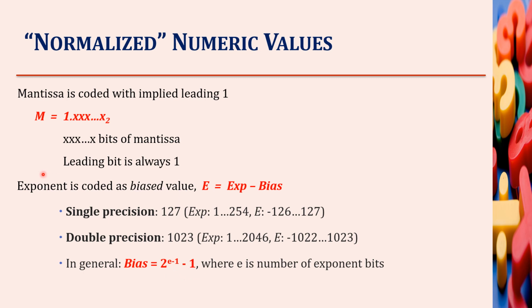In the case of a normalized floating point number, the exponent is coded as a biased value. So the actual exponent can be found as the given exponent minus bias value.